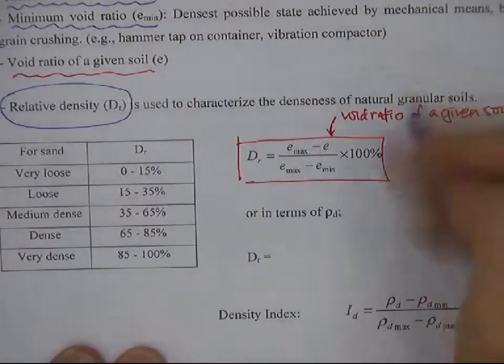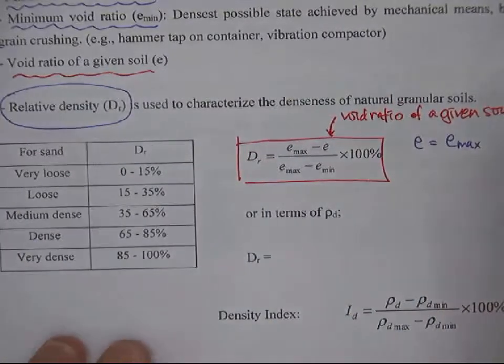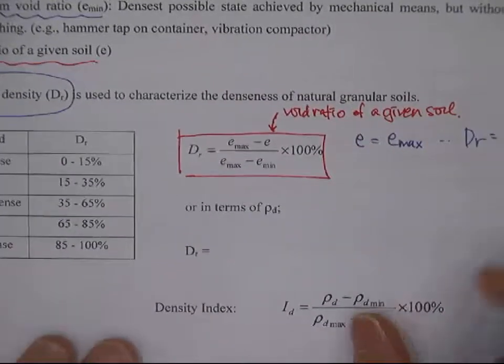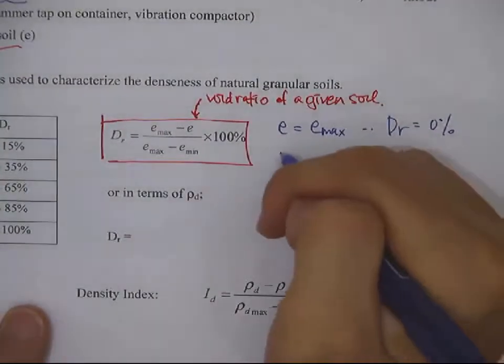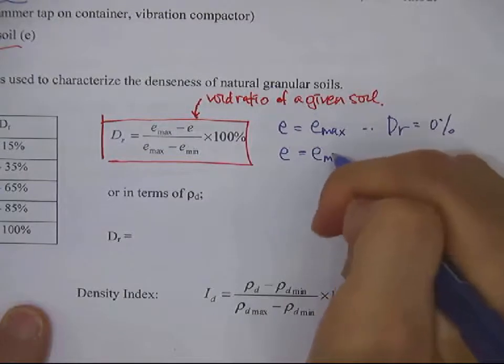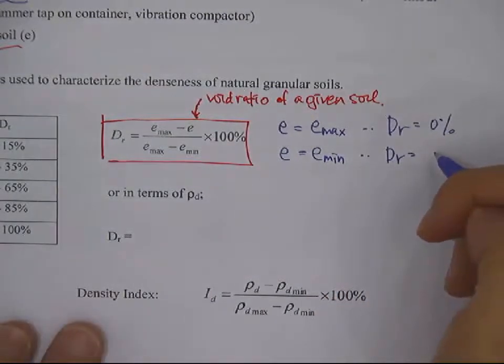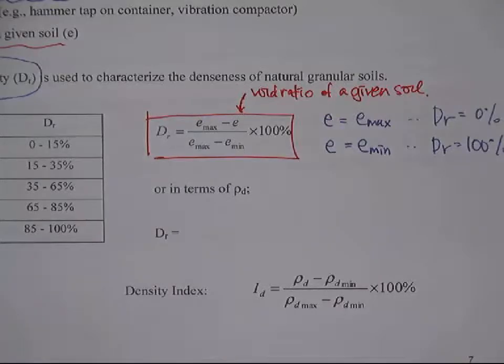So what happens if the void ratio of the soil is the same as the e maximum? What's the relative density? 0%, right? 0%. And if the void ratio is the same as the minimum void ratio, the relative density is 100%, right? So as relative density increases, it means that the soil is more compacted.